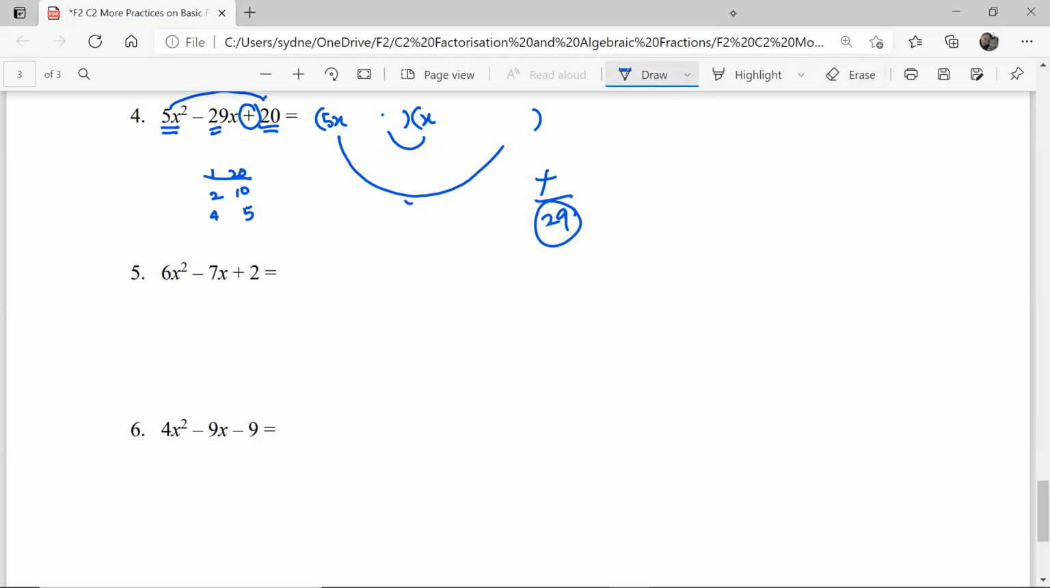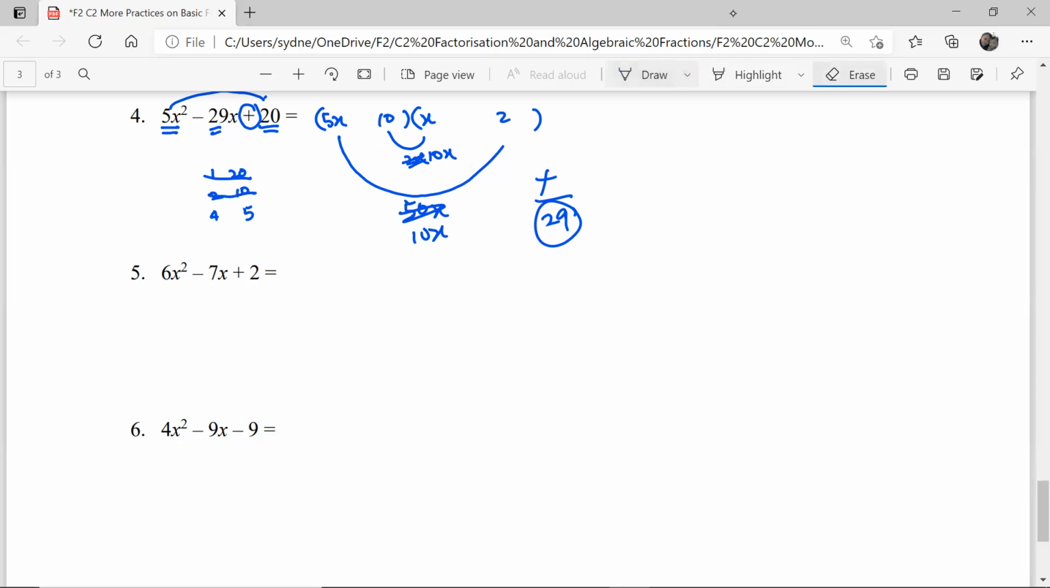Let's try with 2 and 10. 2 times x is 2x. 5x times 10, oh, too big, 50x. When we add it, more than 29. Too big. So swap the place now. Put 10 here, 2 at the back. So now I will have 10x, and outside will be 5x times 2, another 10x. When I add it, it's 20. It's not 29. That means this is out also.